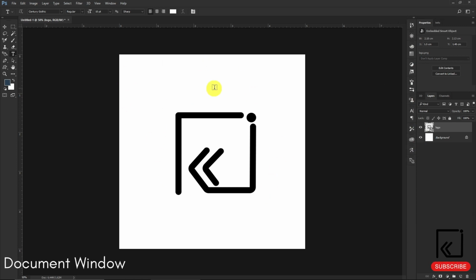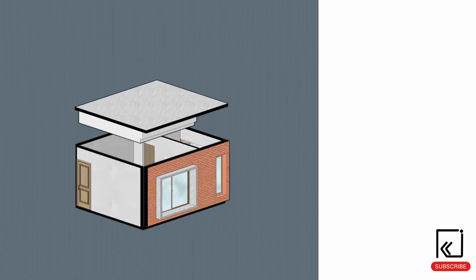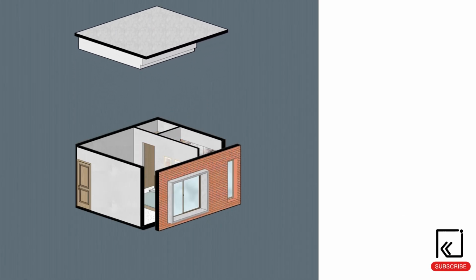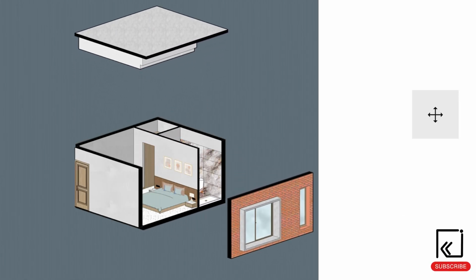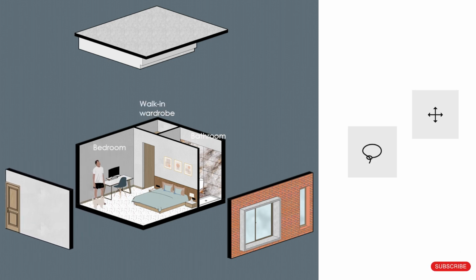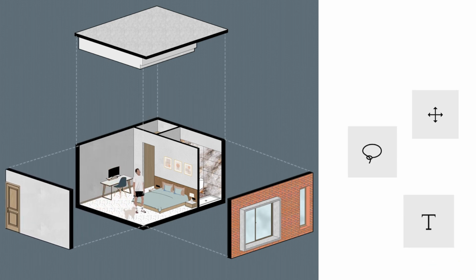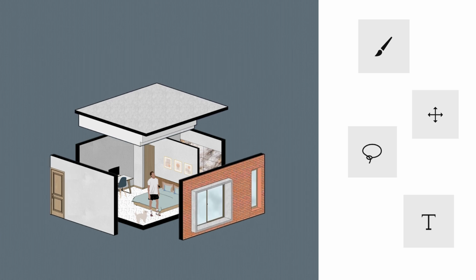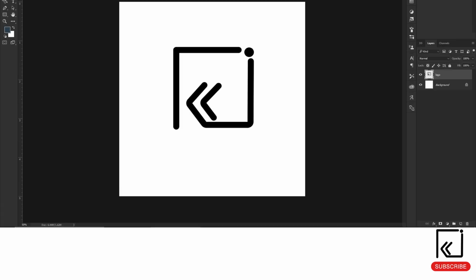Then we have the document window. In the center is where your project is displayed. You can have multiple documents open at once, each in its tab. Now that we are familiar with the interface, let's focus on some essential tools you will frequently use in Photoshop as an architect or interior designer to create architectural renders or illustrations.